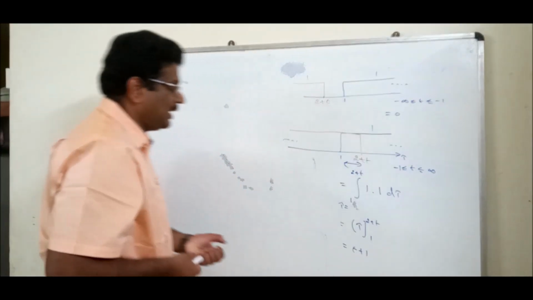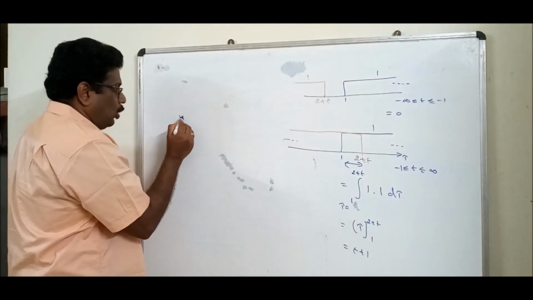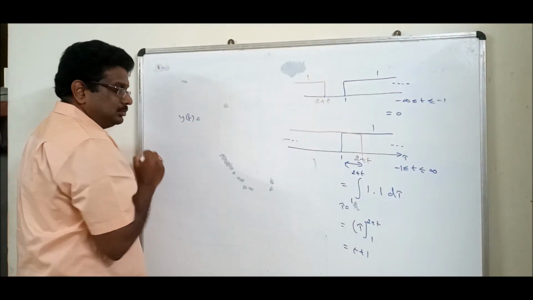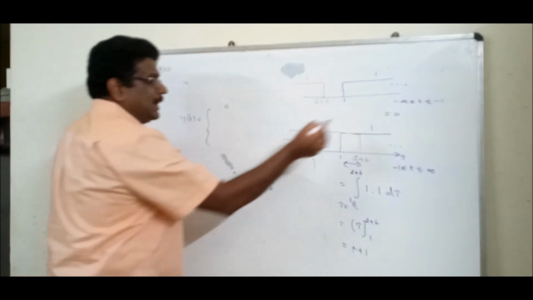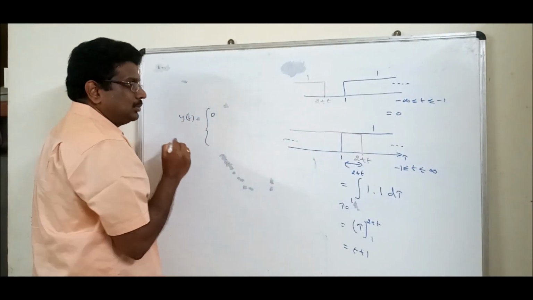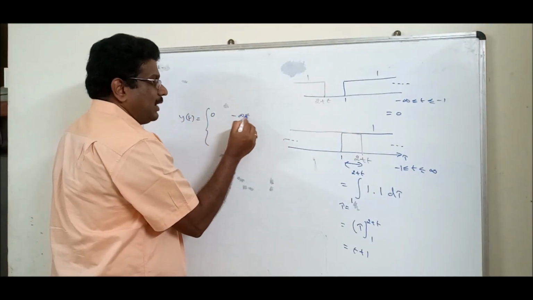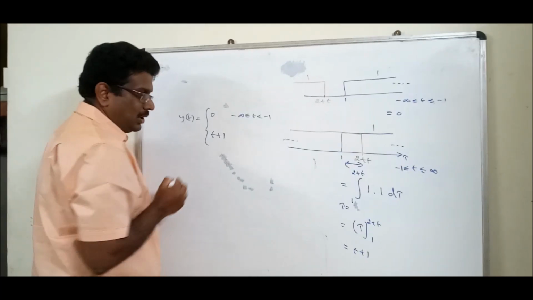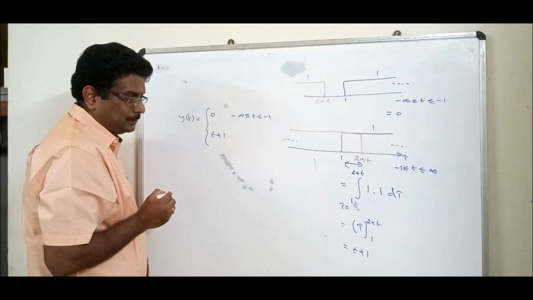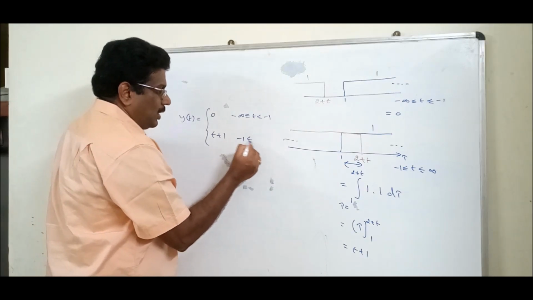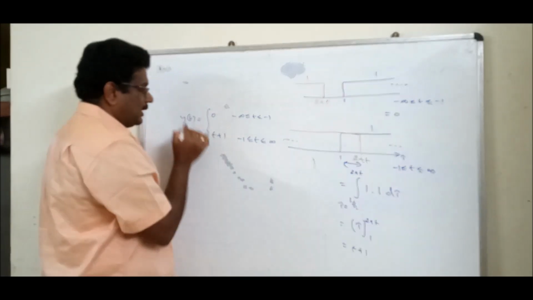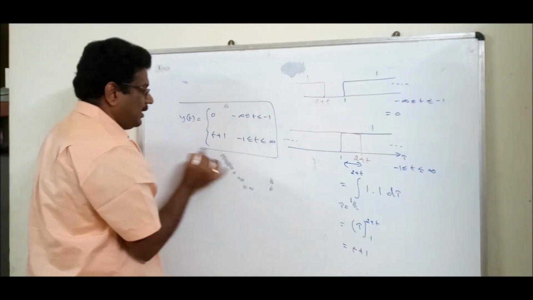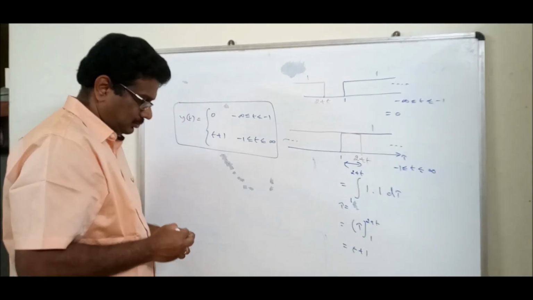Now, what is the final conclusion? Sir, the output is y of t. It is 0 when minus infinity is less than t less than minus 1. It is t plus 1 when minus 1 is less than t less than infinity. This is the final result.